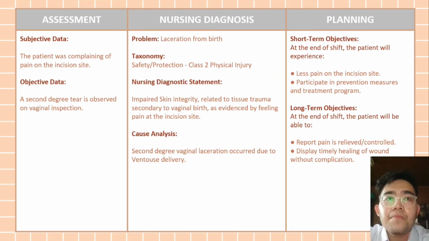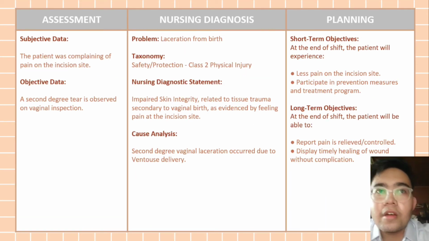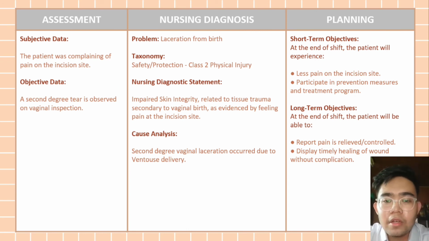Next in the NCP is the laceration from birth. Under the assessment column is the subjective and objective data. In the subjective data, the patient was complaining of pain on the incision site, and the objective data of the diagnosis is a second-degree tear observed on a vaginal inspection.